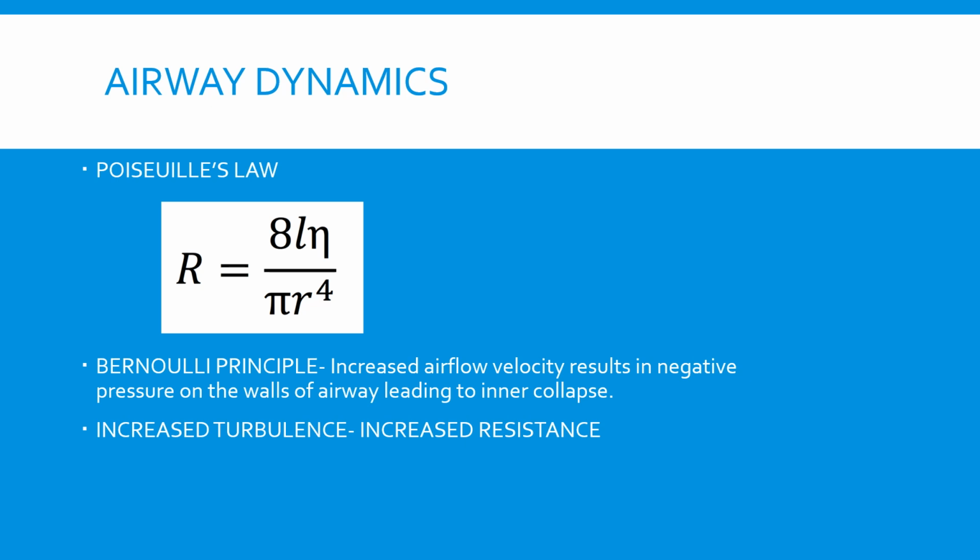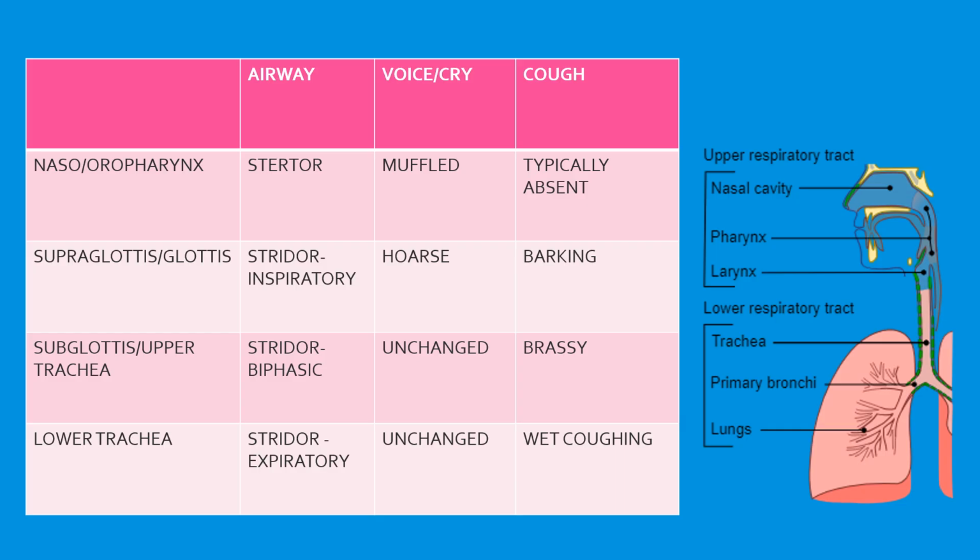This airway collapse and increased resistance will lead to vibration of closely opposed tissues, and it will result in the noise of stridor. We need to know the difference between stertor and stridor. Stridor is a high-pitched sound arising from the larynx or the trachea, whereas stertor is a low-pitched, snoring type of noise arising from the nasopharynx or the oropharynx.